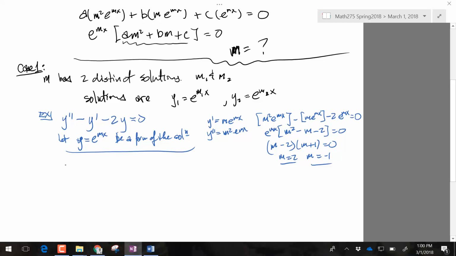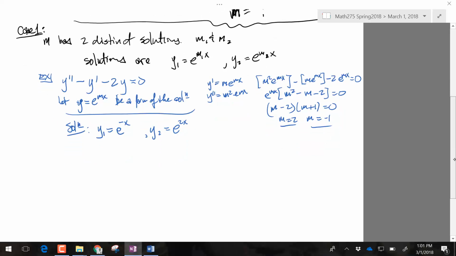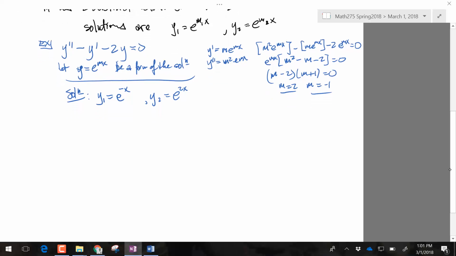So then your solutions, y1 is equal to e to the negative x. It doesn't matter which one goes first; I'll put the negative 1 first. And y2 is equal to e to the 2x. Now you could check this. You should check this. I'll leave it up to the reader to check this, make sure it's correct. So I'll check it. So let's check.